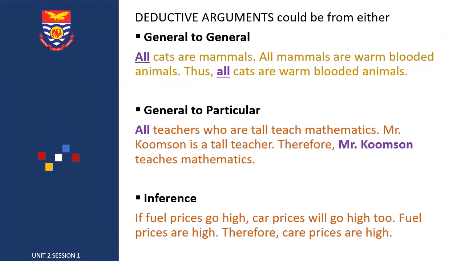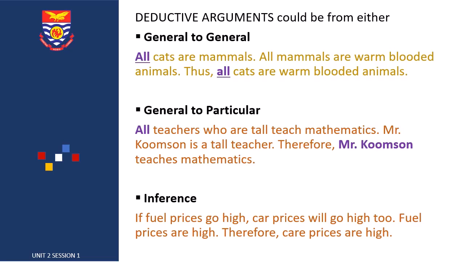Now let's look at the categories or the types of deductive argument. Deductive argument could be placed into general to general kind of argument, or general to particular, or they could be based on inference. Look at the markers that are highlighted there. These markers indicate whether it's general or to particular.